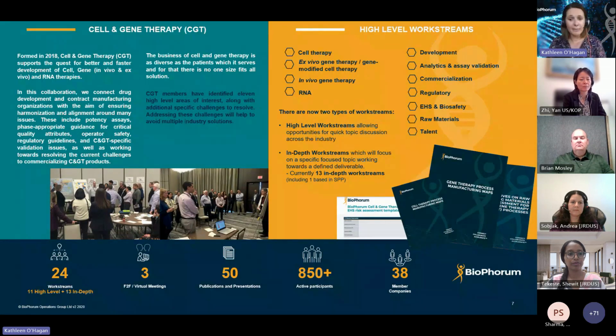And then the second level of teams that we have are what we call our in-depth work streams, or a deep dive. And these teams meet more frequently. They're working on a specific focused topic with the goal to produce a defined deliverable. And it's one of these deep dive teams that you'll be hearing from today.